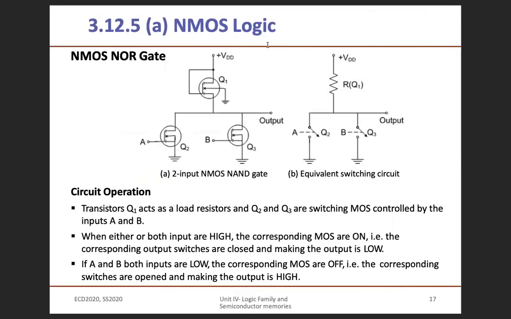Now NMOS logic. So we are designing a NOR gate. In the previous slide, we looked into the NMOS NAND gate. So here it is the NMOS NOR gate. This is the circuit structure for a 2-input NMOS NOR gate. I made a mistake here. Please note, this one is the NOR gate, and this one is the equivalent switching circuit. Please correct this: this is a 2-input NMOS NOR gate.